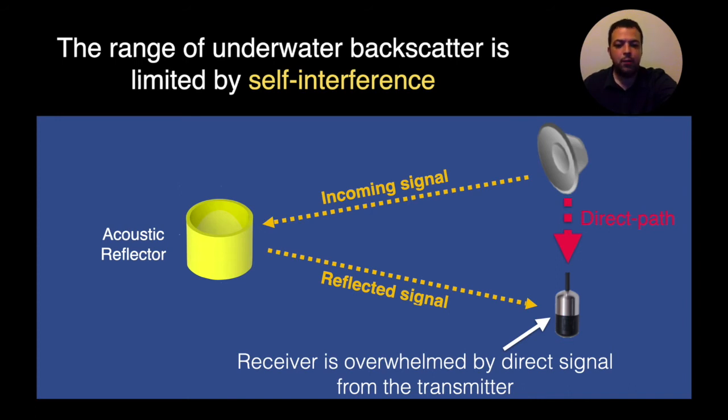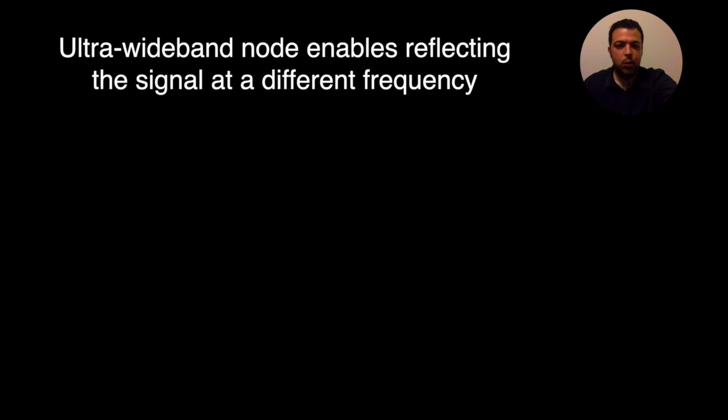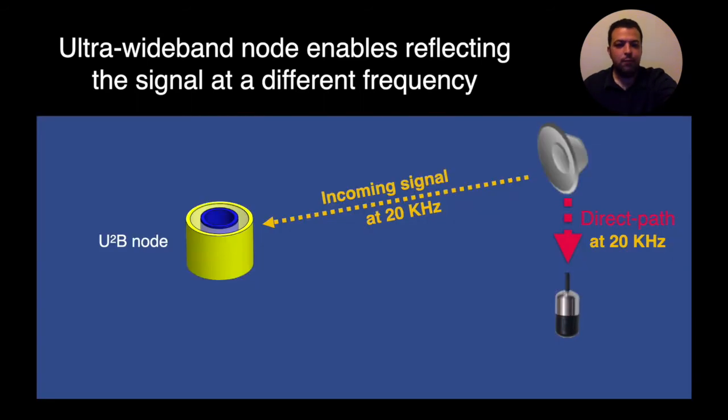The way that the ultra-wideband node can help us is that it enables reflecting the signal at a different frequency. Let's assume that we transmit the signal at 20 kHz. Now, both the incoming signal to the node and the signal to the receiver from the direct path have a frequency of 20 kHz. Now, relying on the wideband node, it can backscatter at a higher rate and it can modulate the signal on top of that 20 kHz.